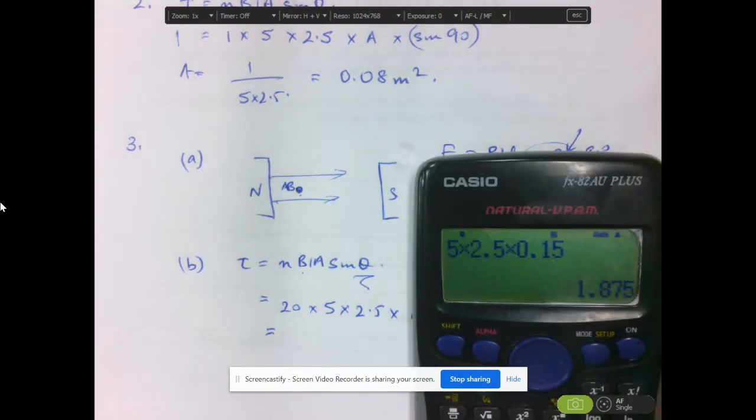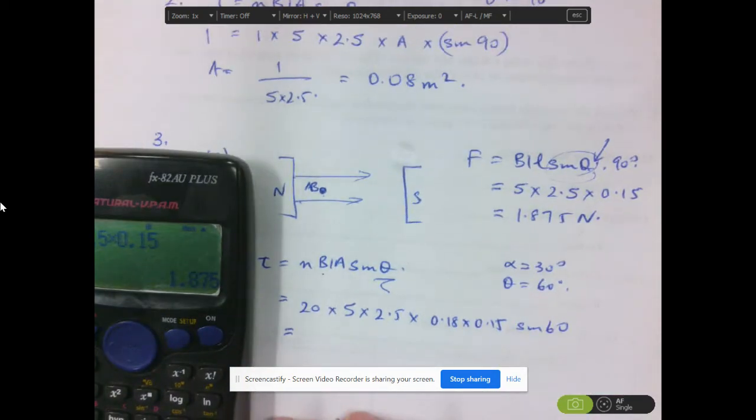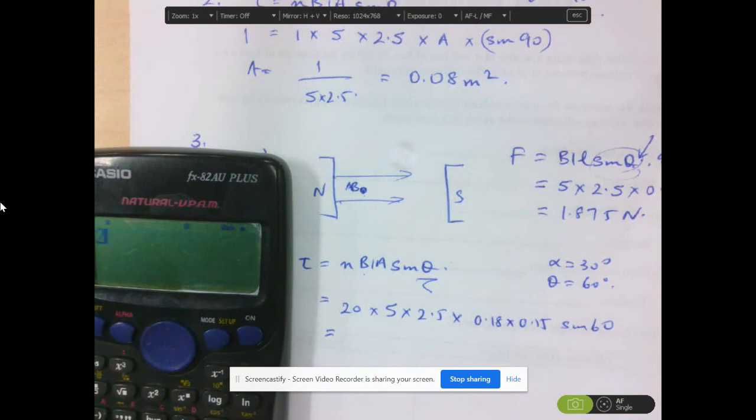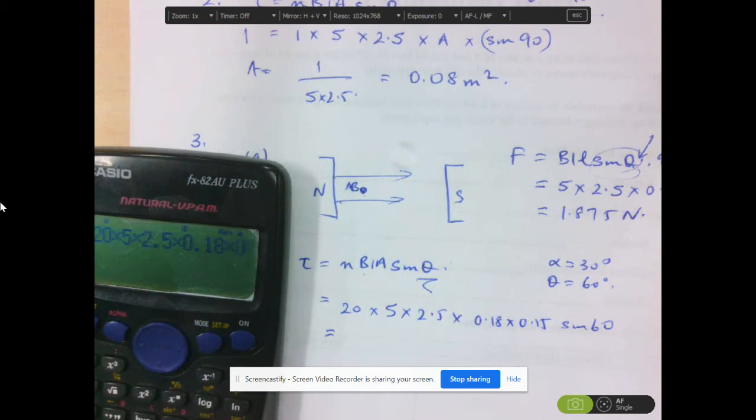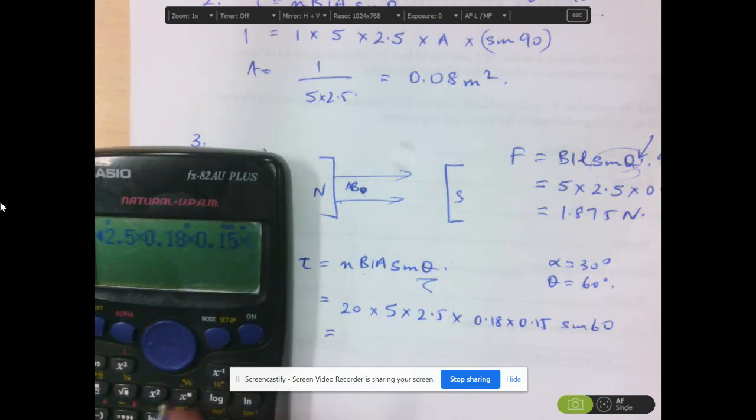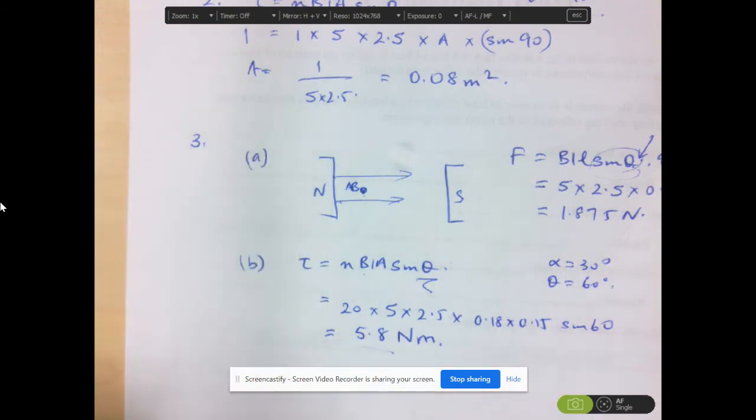Putting that into our calculator, that's 20 times 5 times 2.5 times 0.18 times 0.15 times sine of 60. It's 5.8. We'll just round it down because everything else in this question has gone to 2 significant figures. So let's just round that one to 2 significant figures. So that is 5.8 Newton meters. Okay.